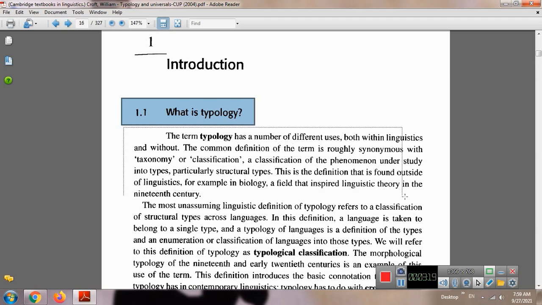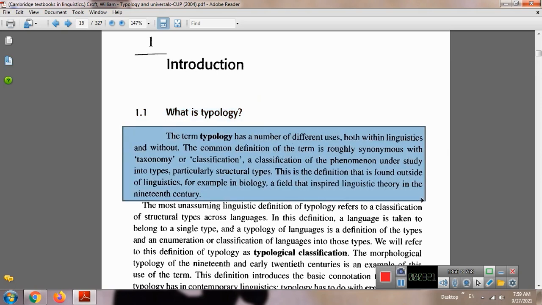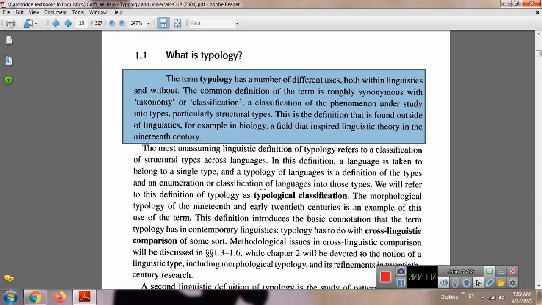This is the common definition of typology outside of linguistics. In linguistics we can see such a classification too, but this definition is not very common in linguistics. Therefore, in fields like biology and other fields outside of linguistics, typology is famous for taxonomy or classification of types. This is one of the definitions of typology which is common outside of linguistics.